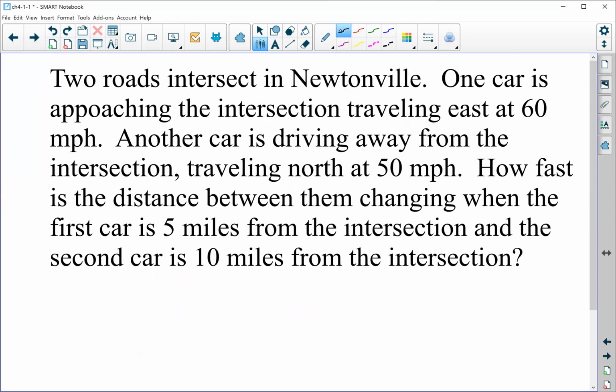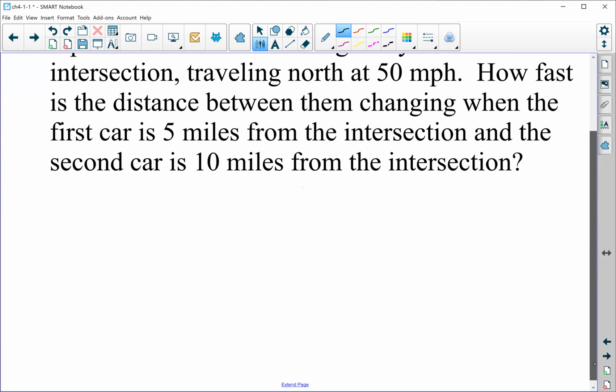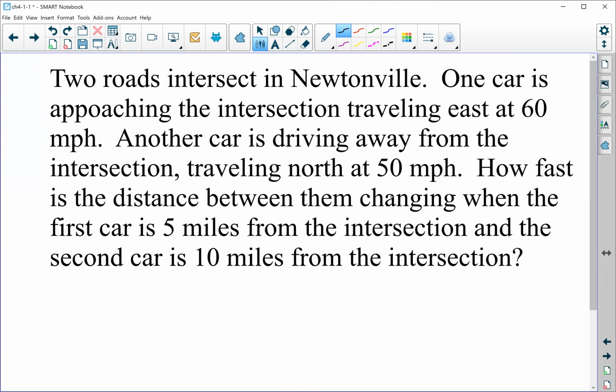Example number 2. Two roads intersect in Newtonville. One car is approaching the intersection traveling east at 60 miles per hour. Another is driving away from the intersection traveling north at 50 miles per hour. How fast is the distance between them changing when the first car is 5 miles from the intersection and the second car is 10 miles from the intersection? Again, drawing a picture.